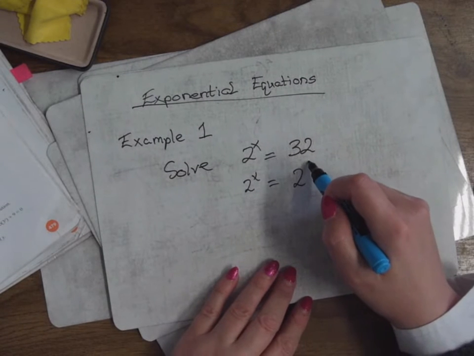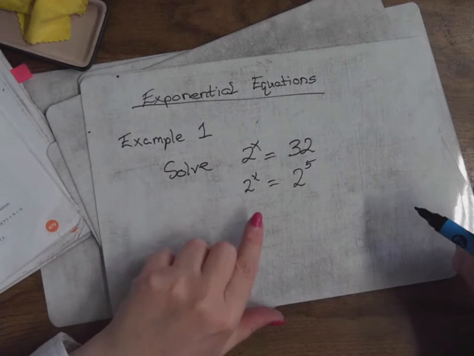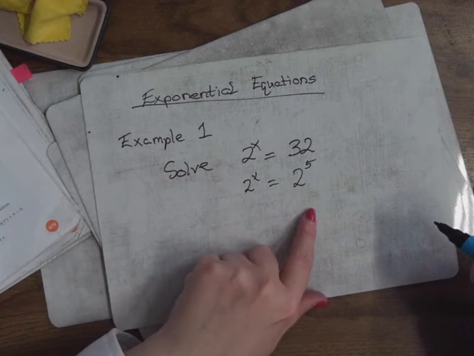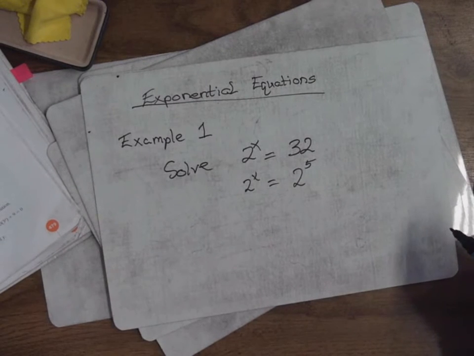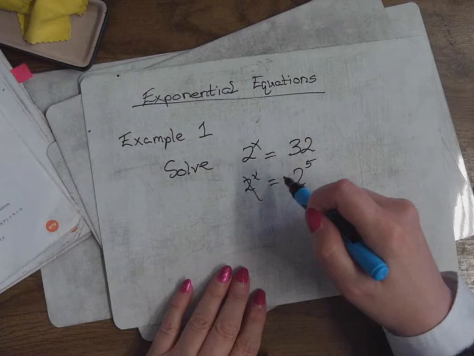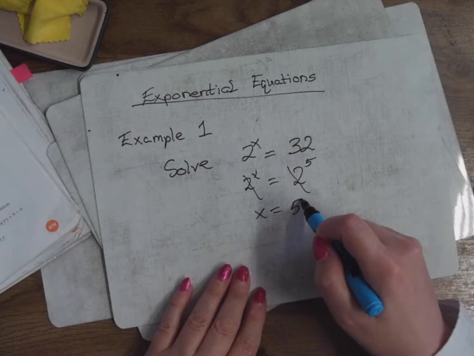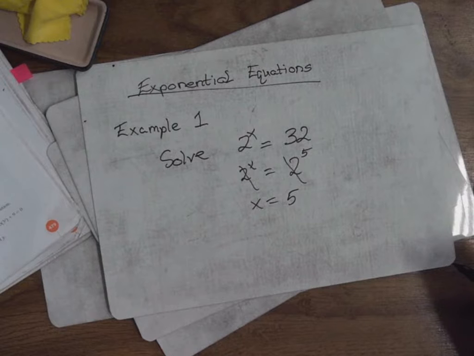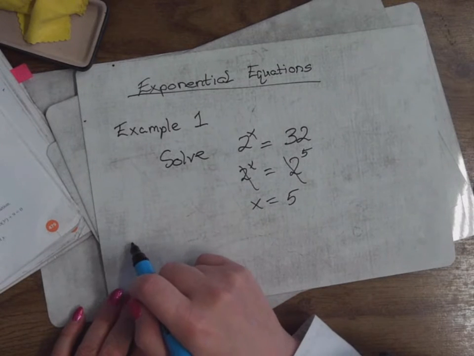5, thank you. 2 to the power of 5. 2 by 2 by 2 by 2 by 2 is 32. Once you've 2 to the power of equals 2 to the power of, there has to be one at each side. You knock off the 2s, and you say x equals 5. Vague recollection of these? Very vague. Example 2.